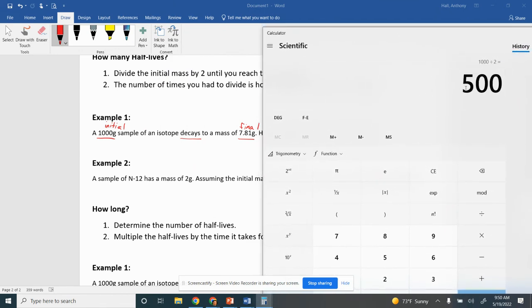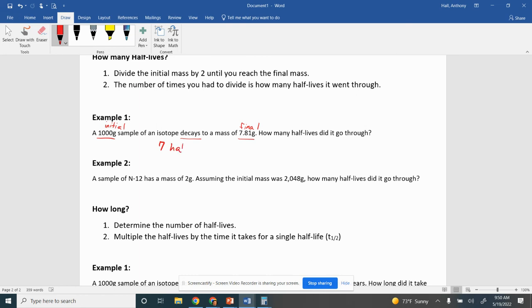So there was 1, 2, 3. Sorry, I hit that kind of fast. 4, 5, 6, 7. So it took 7 times to divide by 2 to get that. So how many half-lives did this go through? 7. Right? So there's my answer. I don't have to take it any further. I just divided this by 2 until I got to this number, and it took me 7 times. So this was 7 half-lives.